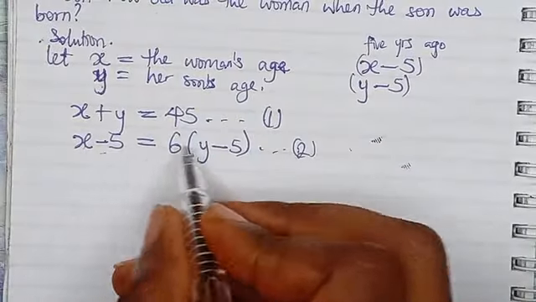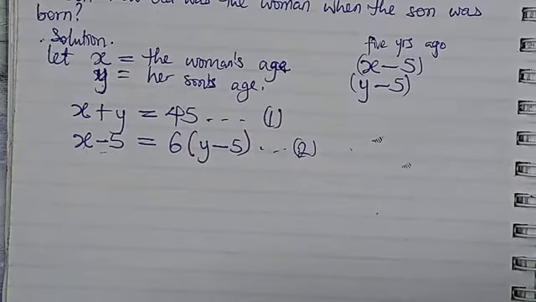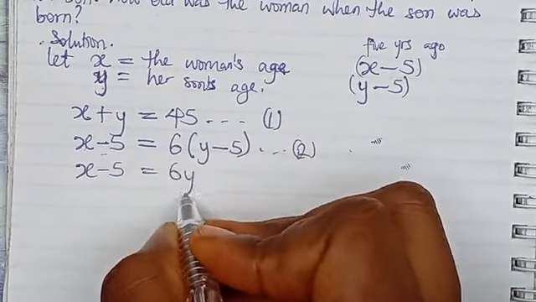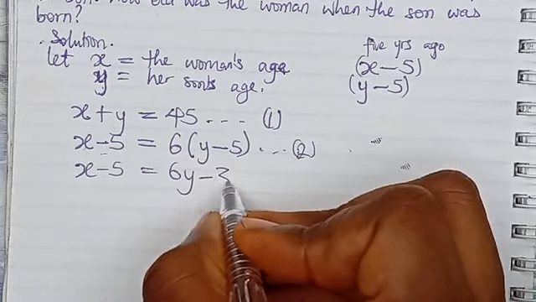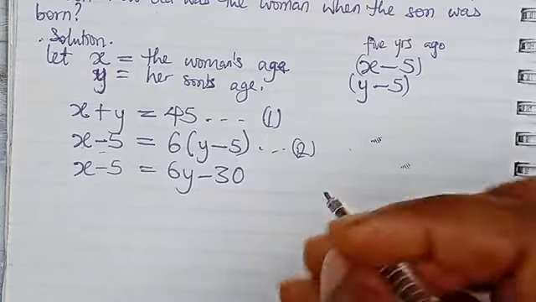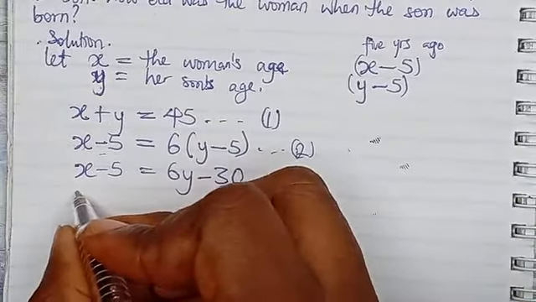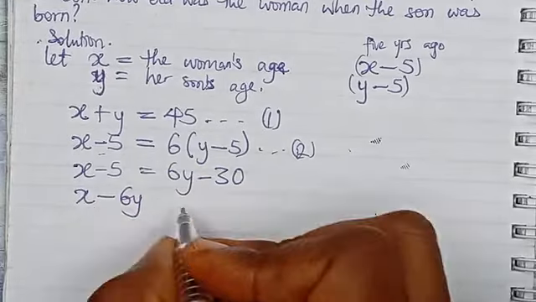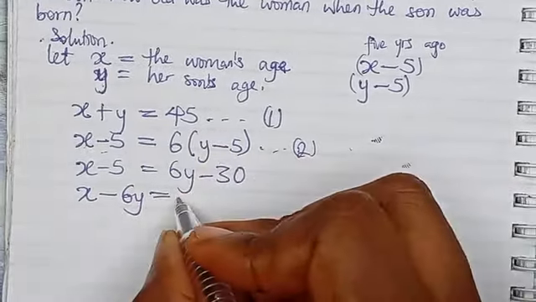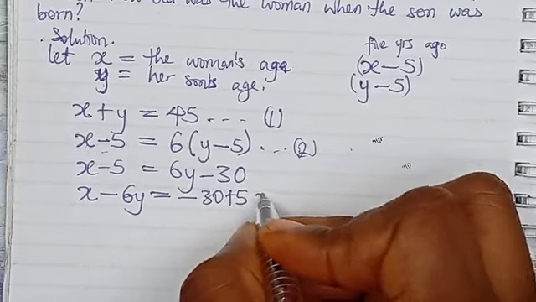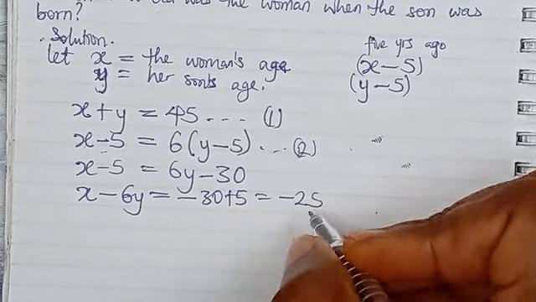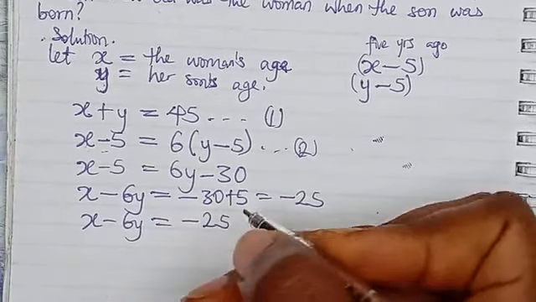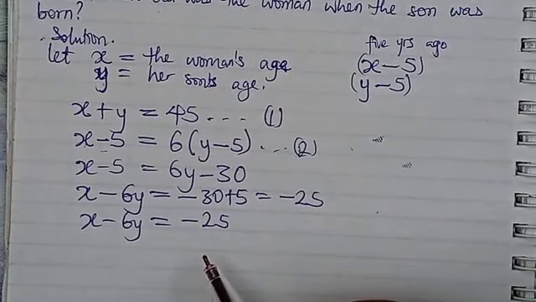We are going to open up these brackets so as to get a simpler equation. We have X minus 5 is equal to 6Y, that's 6 times Y. 6 times minus 5 is minus 30. So we collect like terms now. We have X minus 6Y, that is the unknowns coming over to one side, is equal to minus 30 plus 5, which is minus 25. Therefore, we have that X minus 6Y is equal to minus 25.